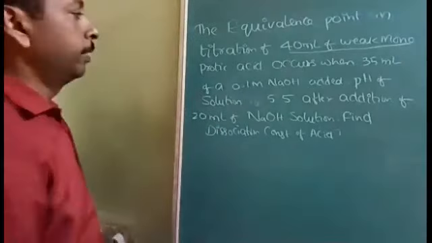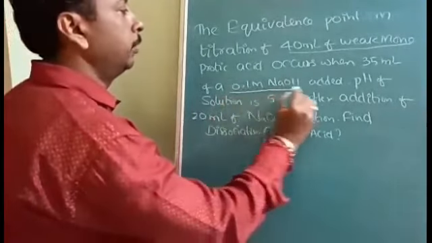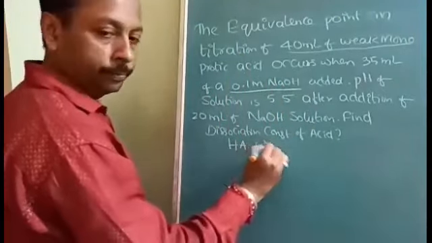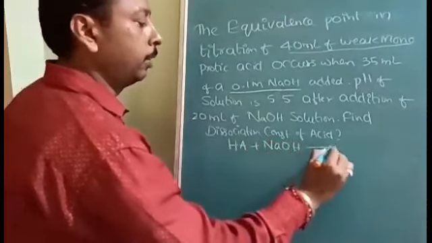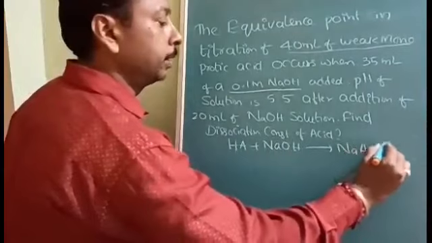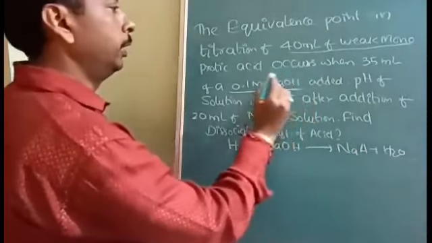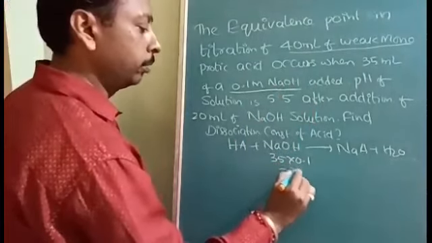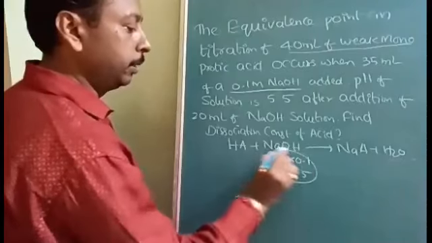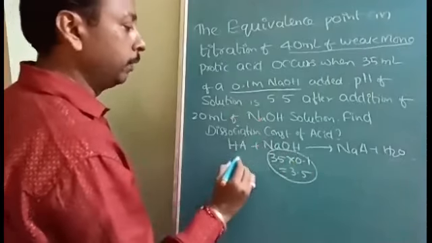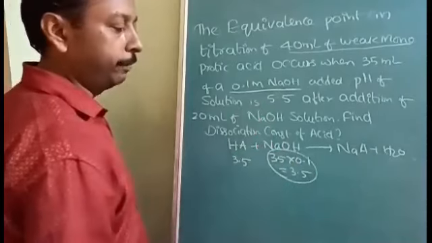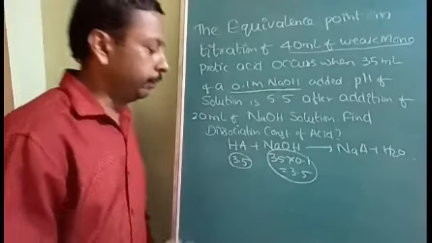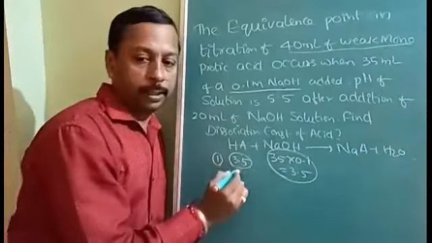In this question, from the first hint, we have to find the milliequivalents of acid. HA plus NaOH, what is it going to form? NaA plus H2O. So for the base, 35 into 0.1 is equal to 3.5. Once it is 3.5, at the equivalence point the acid also has to be 3.5. So from this we can find the milliequivalents, 3.5. This is what we calculated with the first hint.